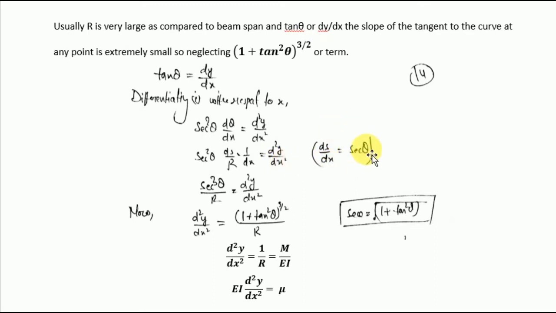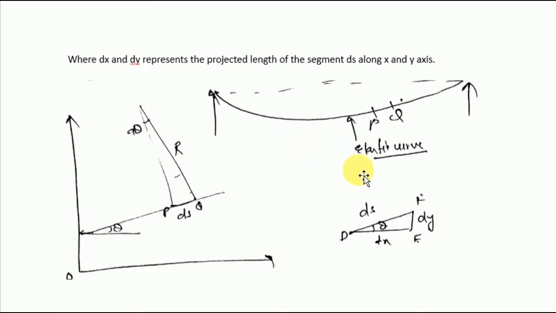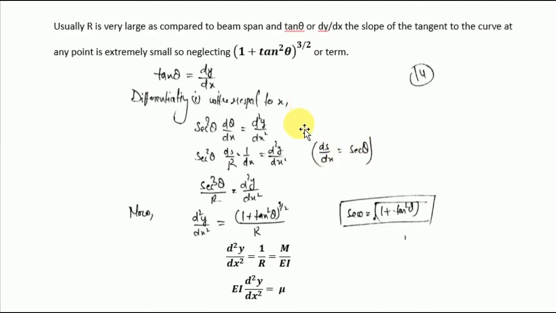We also know that ds upon dx is equal to sec theta, from this figure. If we divide ds by dx, we have sec theta, and putting the value of sec theta here, we have sec cube theta upon r is equal to d2y upon dx2. Let's get a little further.